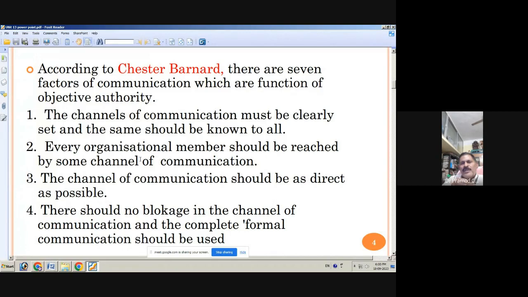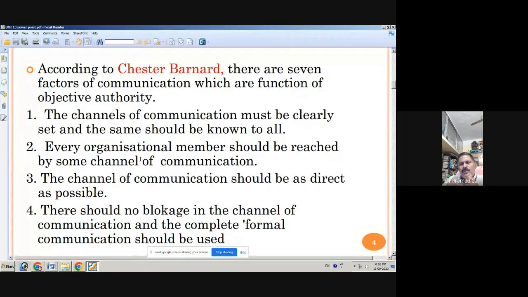Every member should have the knowledge that the boss is sending the message, or communicating the message, through a particular channel. It should be very direct. If the communication is direct, then it will have a greater impact. There should be no blockage in the channel, and it should be formal communication.